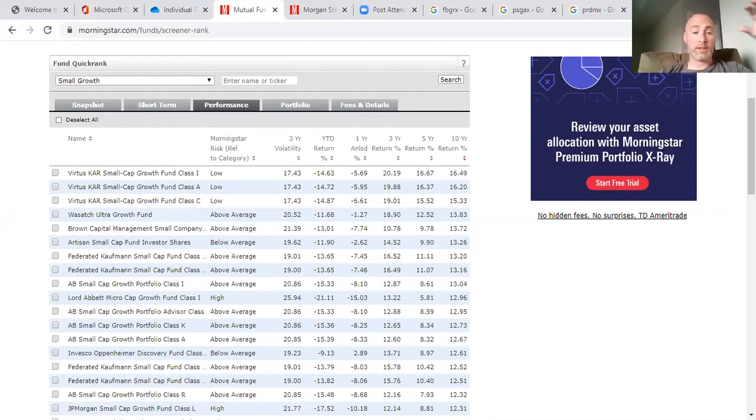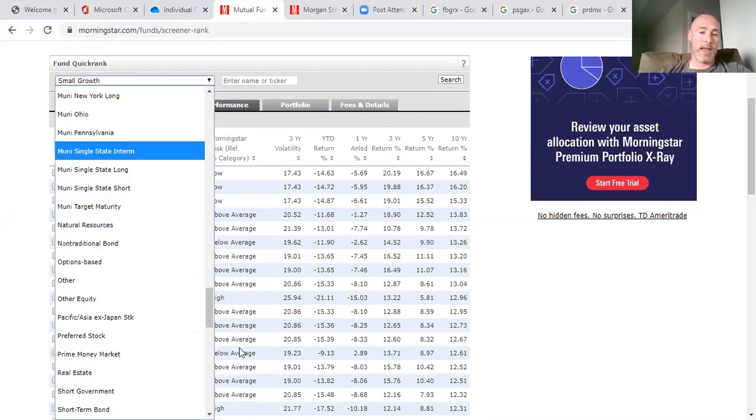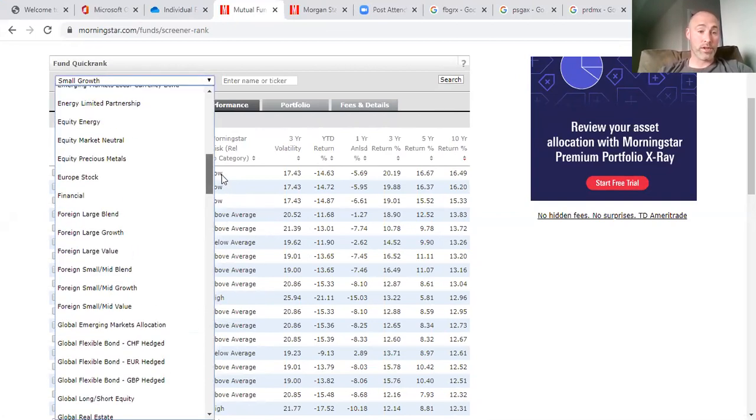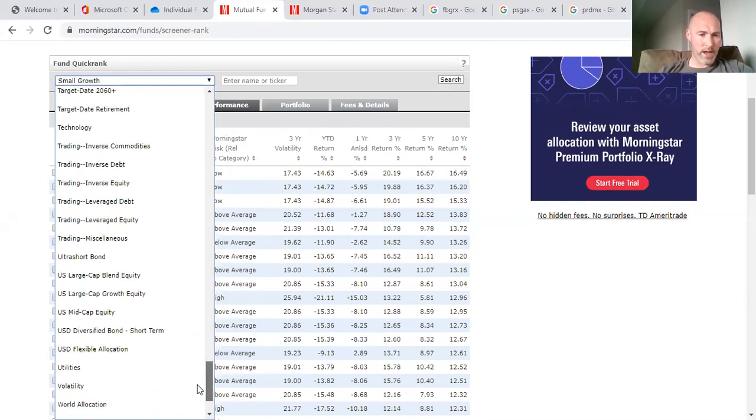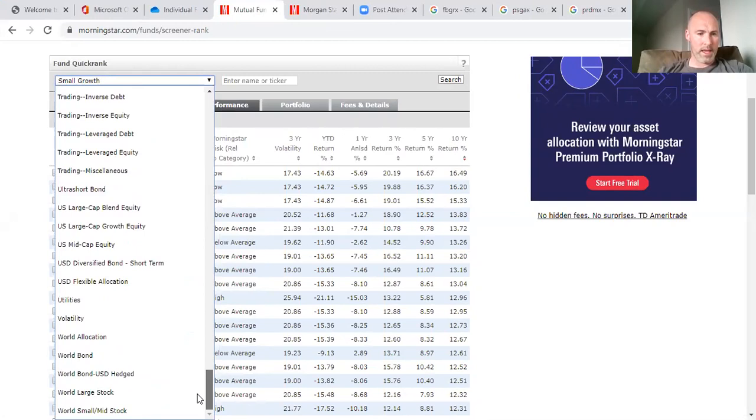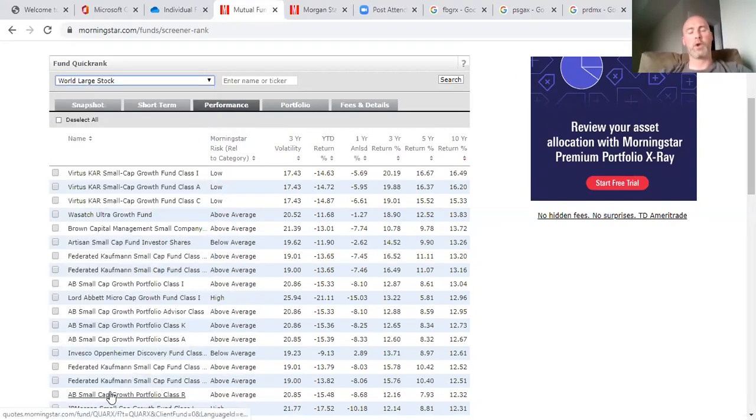What I want you guys to do is go search, play on Morningstar, find a large cap, mid cap, small cap, and maybe an international. Let's scroll through and find an international, one of those international ones. Doesn't matter which one. Where's international? Maybe let's do, for your international, a world large stock one all the way at the bottom. Okay, and look through those and find 4 mutual funds based off the things that I talked about.